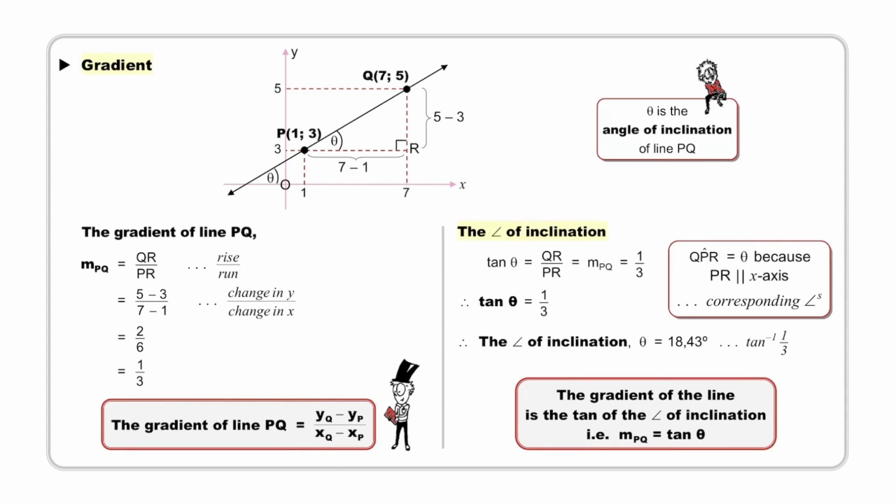And this confirms the gradient of our line PQ, according to our formula, is YQ minus YP over XQ minus XP. And then the angle of inclination, theta. The tan of theta is 5 minus 3 over 7 minus 1, which is 2 over 6, which is 1/3. The tan of theta being a third enables us to calculate the angle of inclination. From our calculator, theta equals 18,43 degrees. Remembering that the gradient of the line is the tan of the angle of inclination. From now on, use the formula now that you believe in it, but only when necessary.